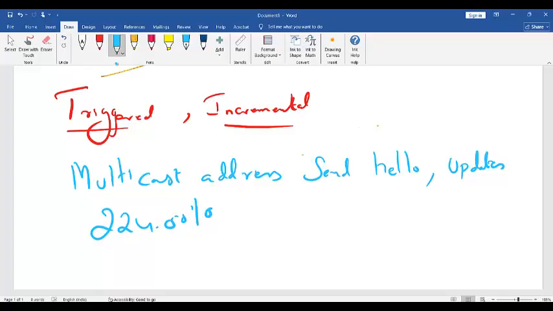Right. So EIGRP sends the hello and update messages using a multicast address. Very good advantage. Next.